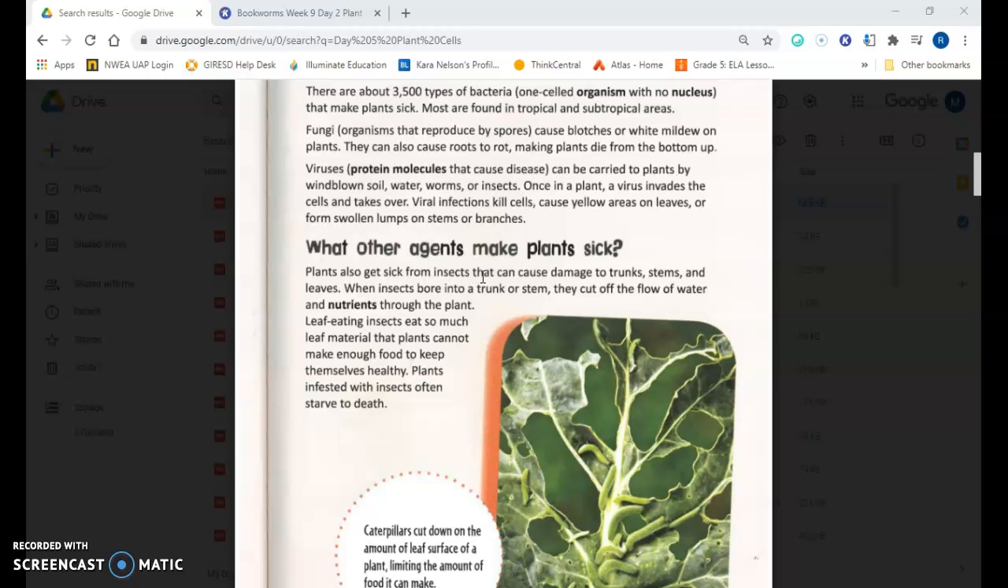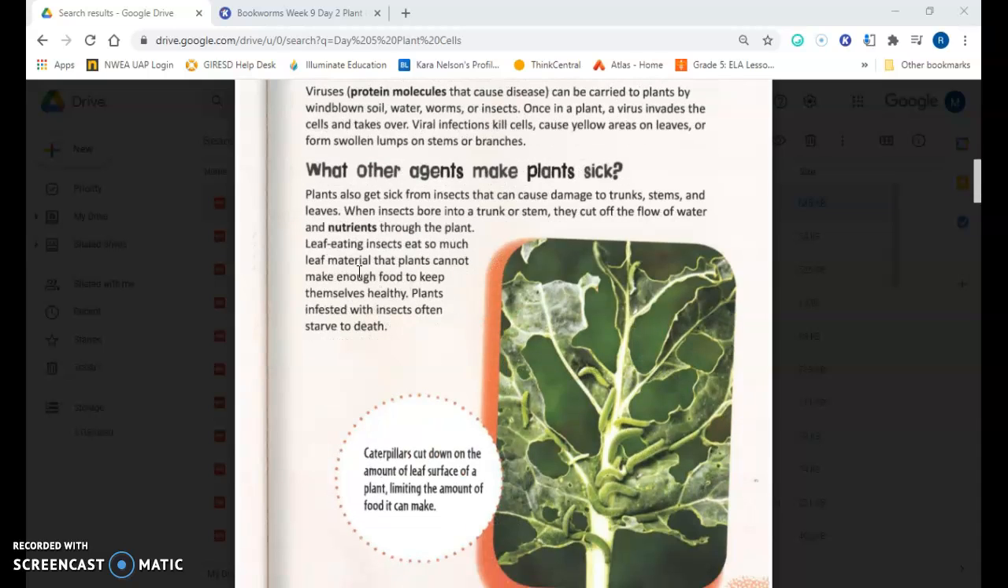Plants also get sick from insects that can cause damage to trunks, stems, and leaves. When insects bore into a trunk or stem, they cut off the flow of water and nutrients through the plant. Leaf-eating insects eat so much leaf material that plants cannot make enough food to keep themselves healthy. Plants infested with insects often starve to death.